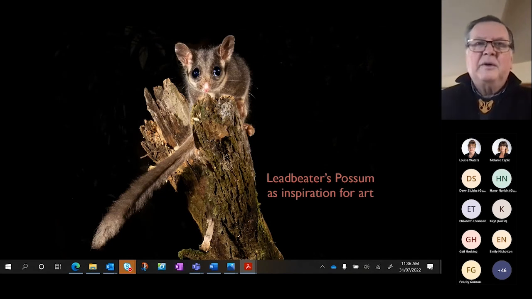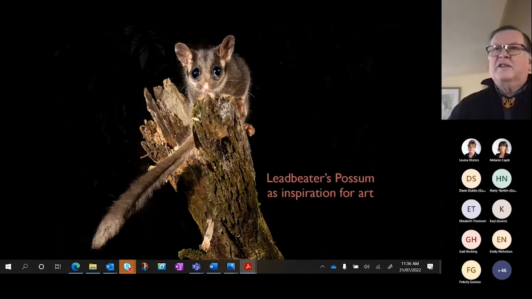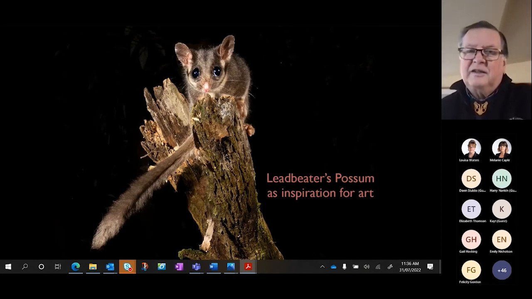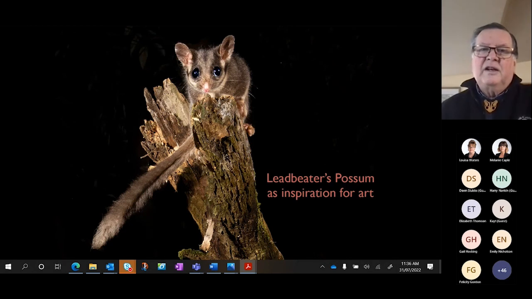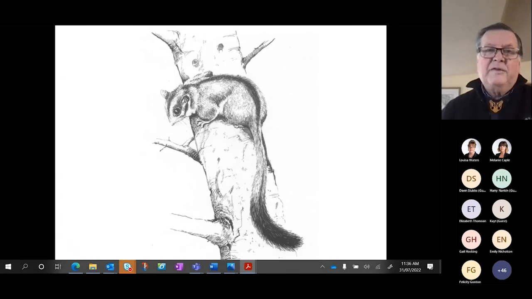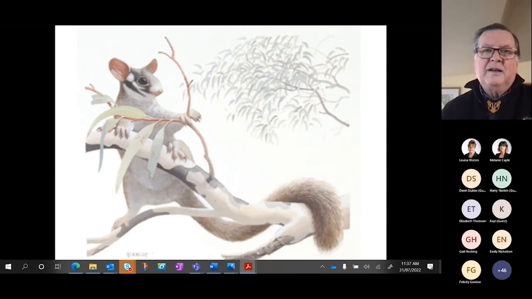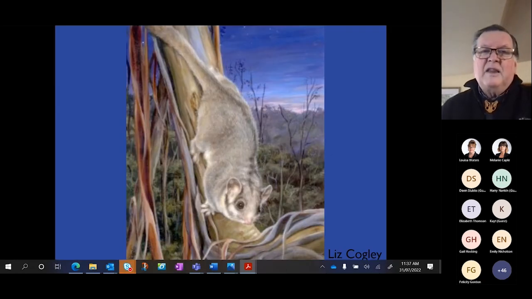So I wanted to finish with just a brief section on Leadbeater's possum and art. So we'll go through these really, really quickly. The first artworks were often as illustrations for guidebooks on Australian or Victorian wildlife, including this one and this one. Okay, but then there were other artworks.